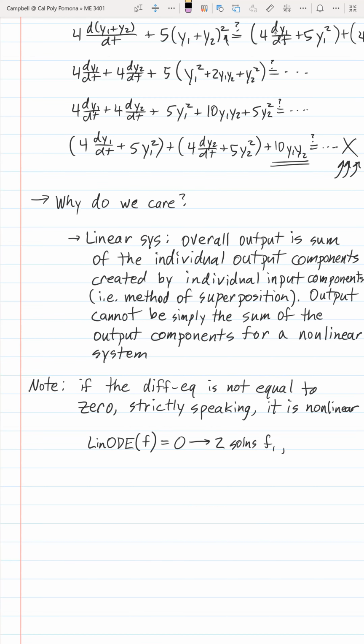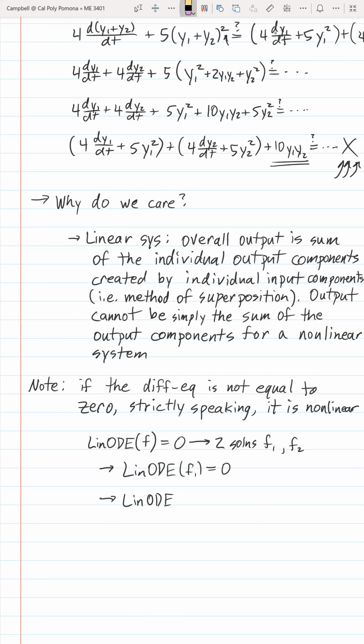F1 and F2. Well, if they are solutions, that means that when we go ahead and take all the derivatives and multiply by all the stuff on the left-hand side for F1, when we do that, we get everything equal to 0. Because the left-hand side, once I do all the operations, the left-hand side has to equal the right-hand side. And the same thing with F2, right?